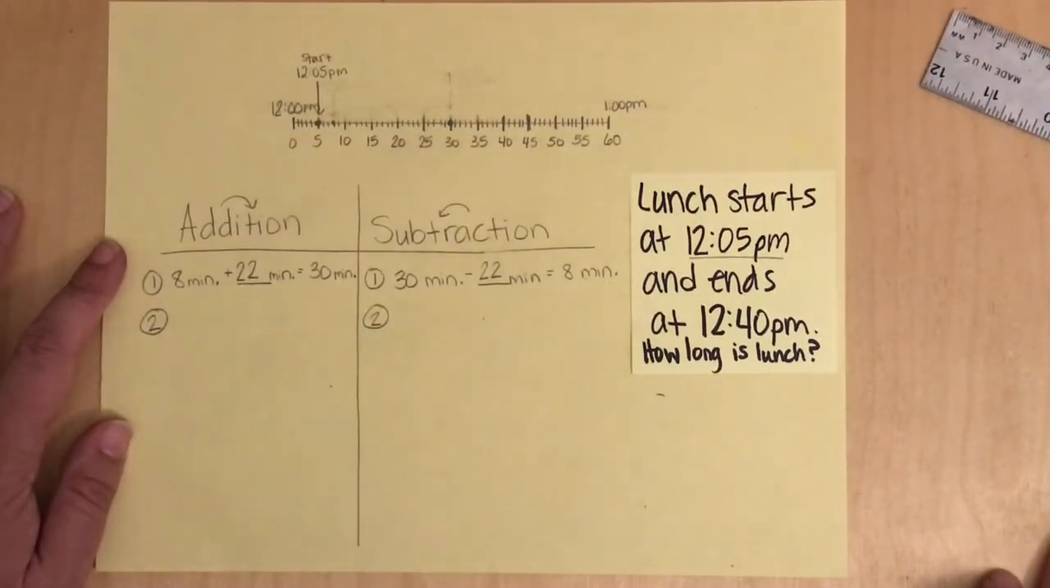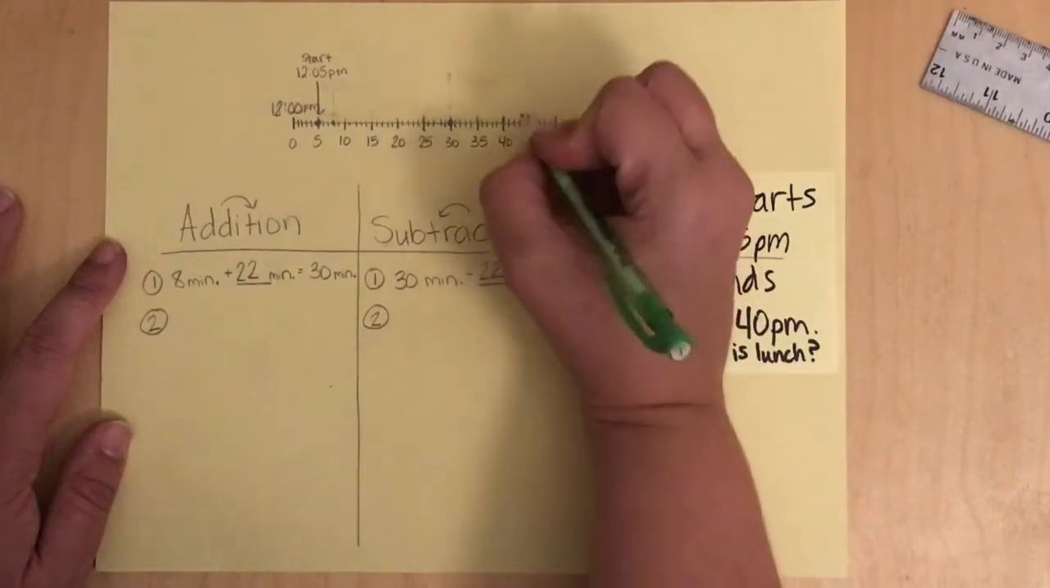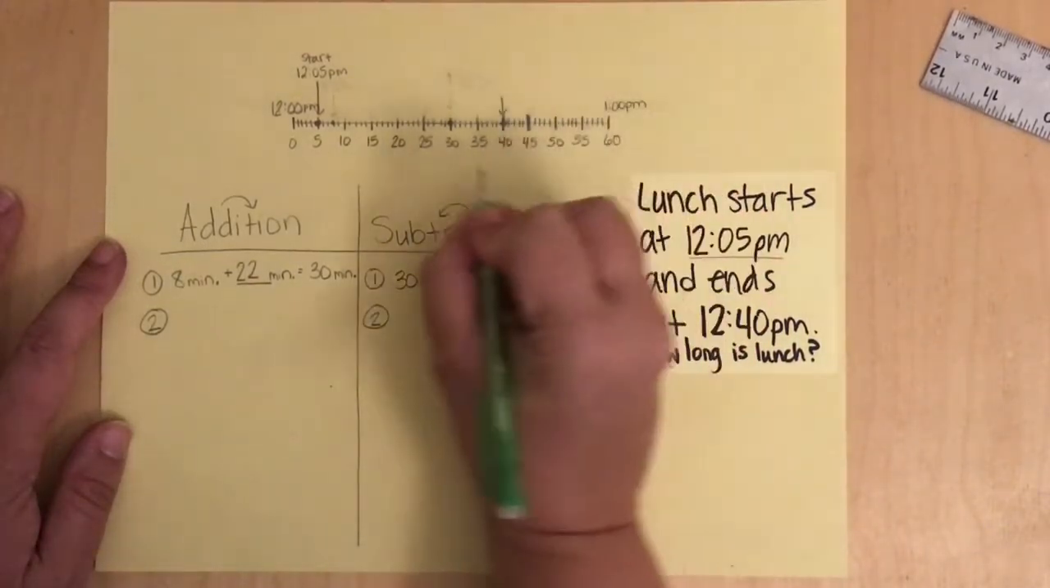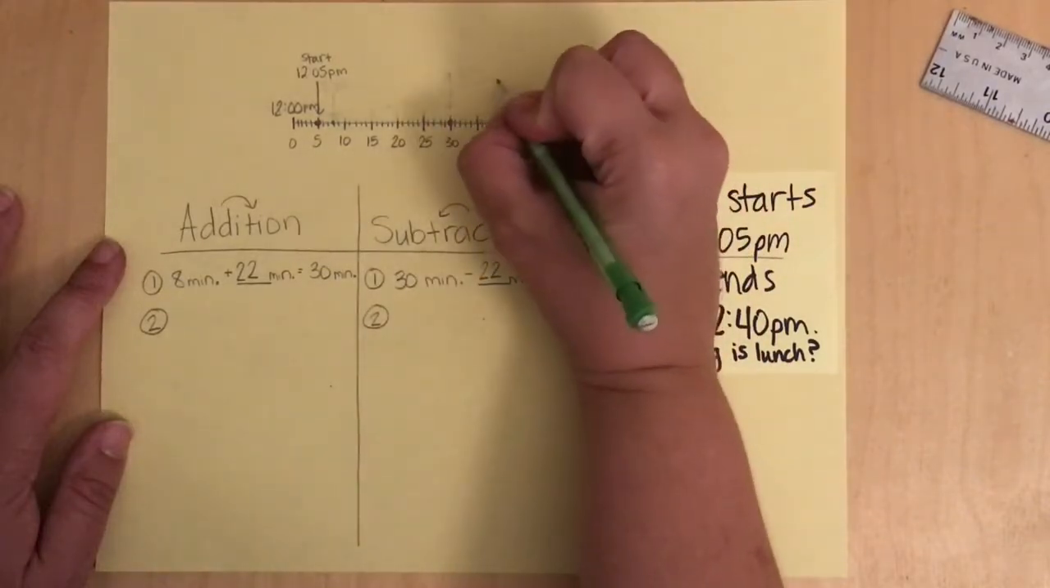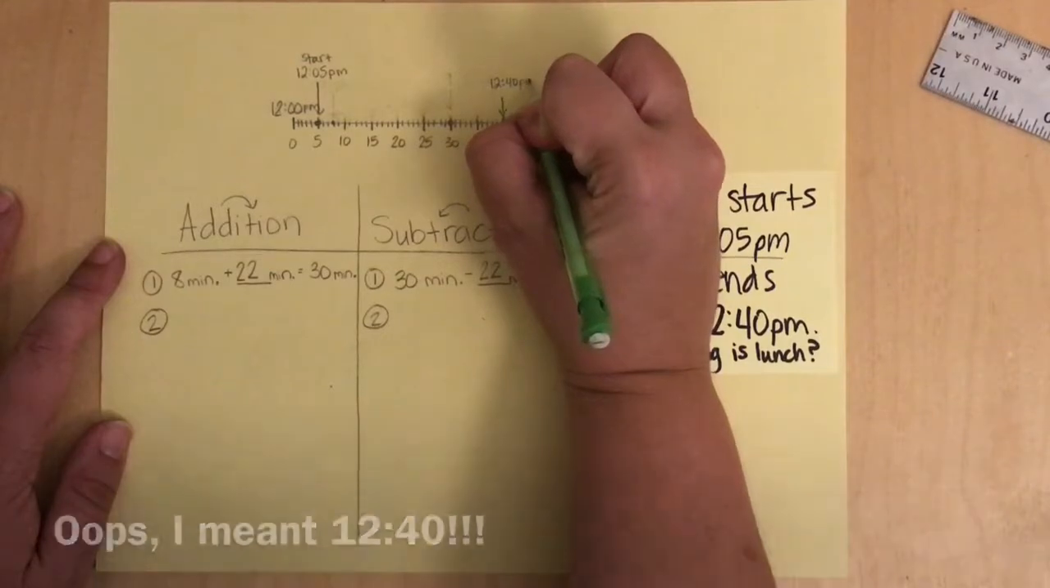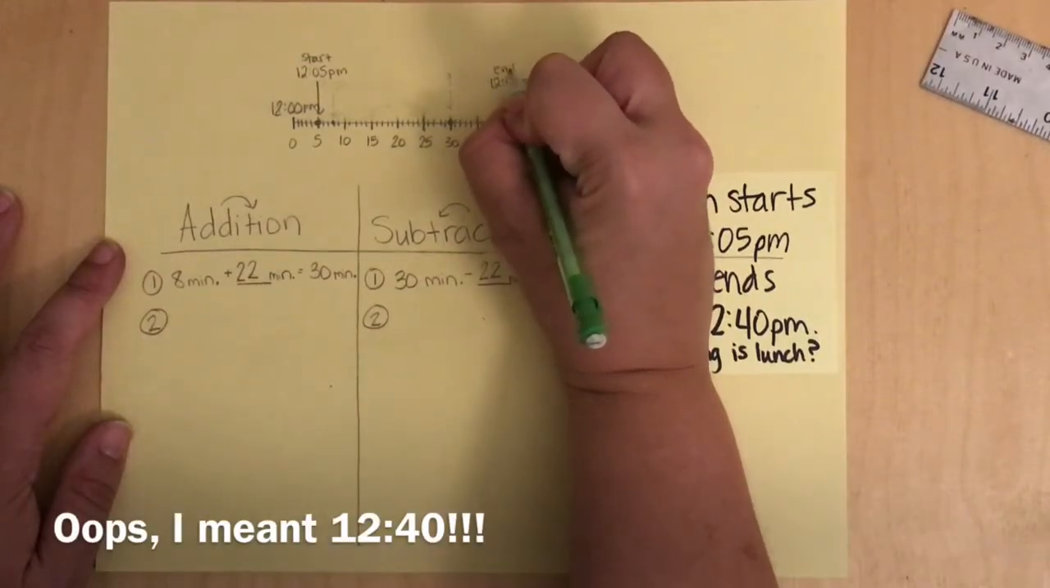My next time is 12:40. I'm going to draw my dot, draw my arrow. And that one's pretty easy. I didn't really even have to think about that one. I just kind of did it automatically. So 12:40 is when it ends.